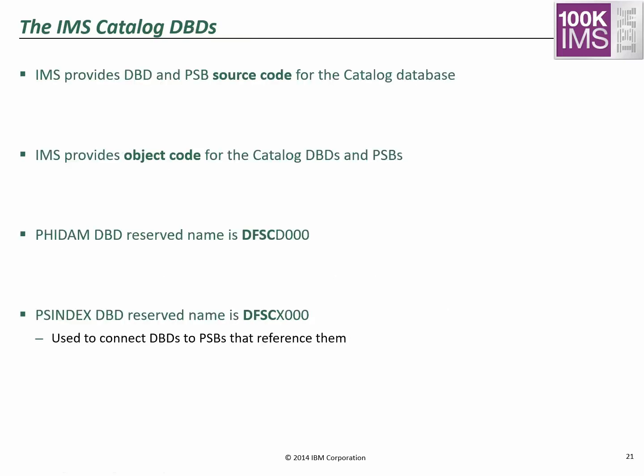IMS, or the lab, provides the DBD and PSB source code for the catalog database DBDs and PSBs. We also provide the object code for the catalog DBDs and PSBs. The DBD for the catalog is called DFSCD000, right? CD stands for catalog, right? DFSCD000. The secondary index, I mentioned there's one secondary index, and that's called DFSCX000. So we give you these DBD source codes and object codes.